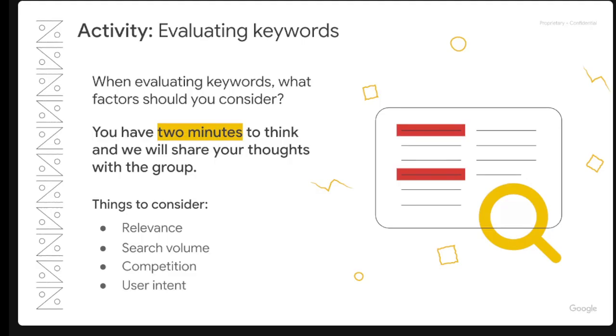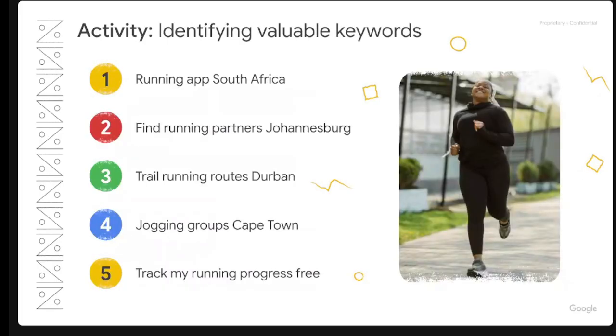And then lastly is user intent. So this is another factor you need to consider. What are users hoping to achieve when they search for this keyword? And does your app specifically address their need, right? So thank you for your participation.